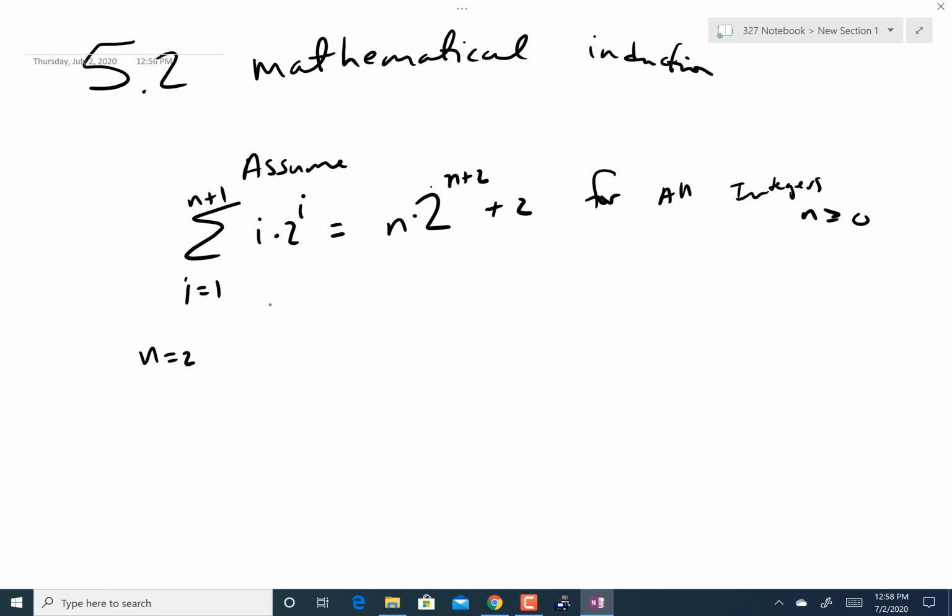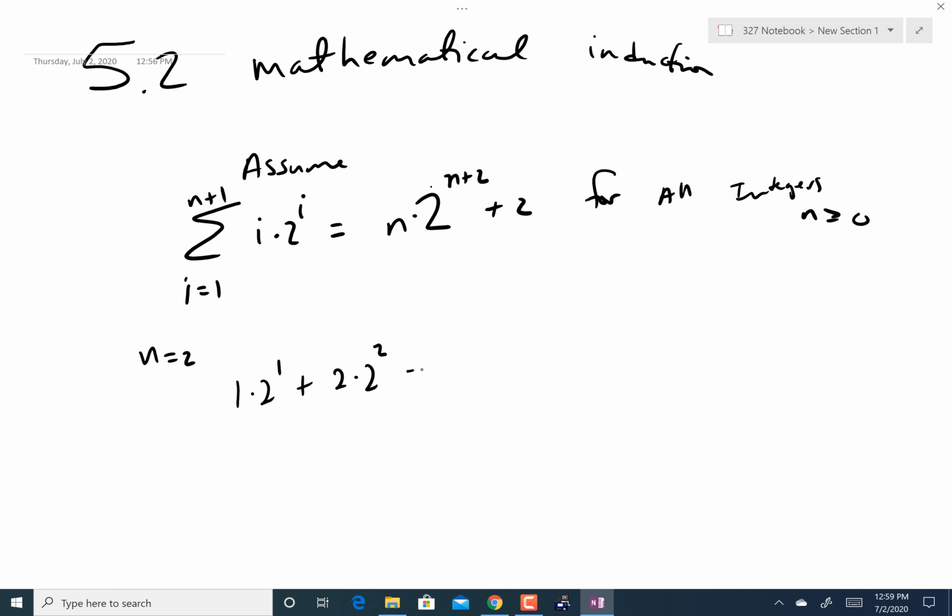If you were to do this, it'd be the sum of these terms. It'd be 1 times 2 to the 1 plus 2 times 2 to the 2, which is 4 times 2 is 8, plus that is 10. Let's see if that works over here. It was 2 times 2 to the 4. A little screwy there. I know what the problem is. I forgot a term.